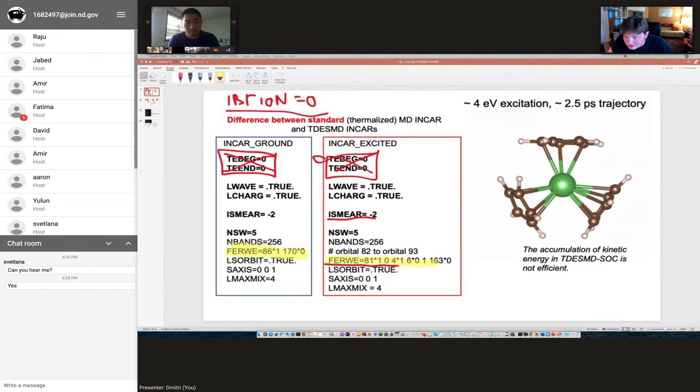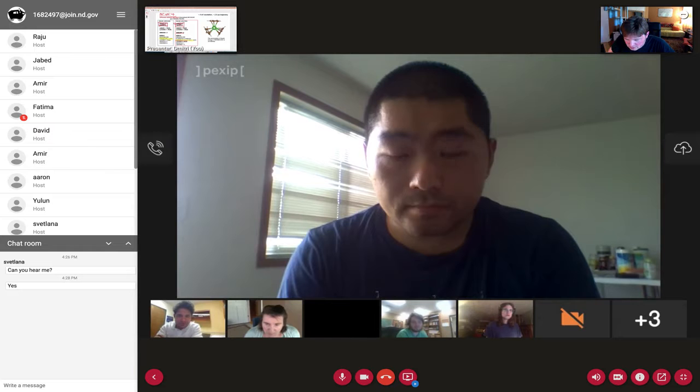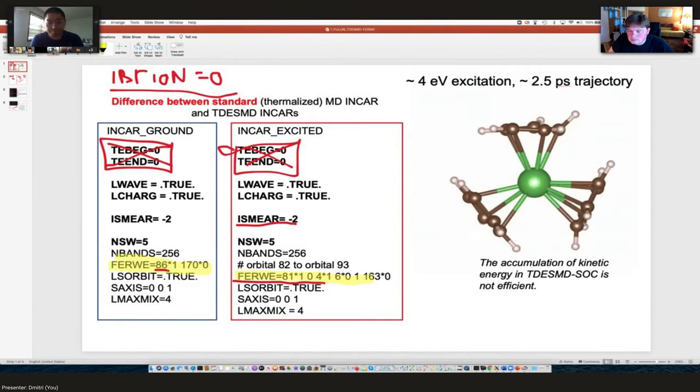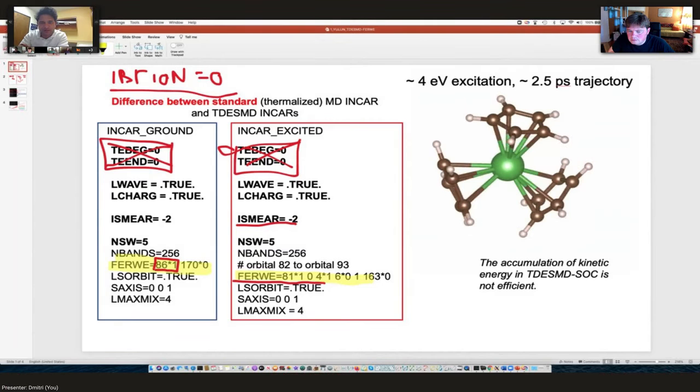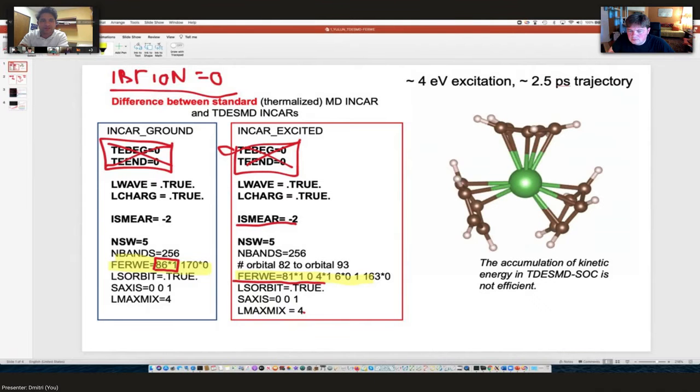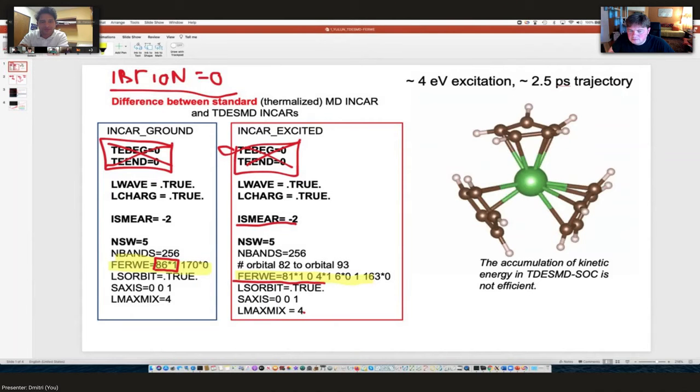Yes, Jabit? Just a quick question to clarify the FERWE keyword. Does it mean there are 163 unoccupied bands and the LUMO is 1? And it picks 0? HOMO is 86. Okay. So the total number of bands is 256. So the occupancy of LUMO plus 7 is 1, is it right? So LUMO plus 6 is 1, in the excited state in current, I mean. Yes.